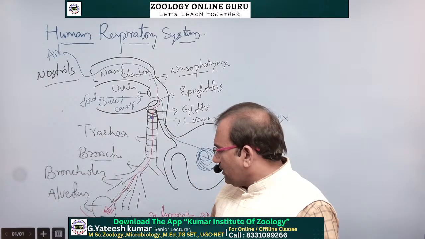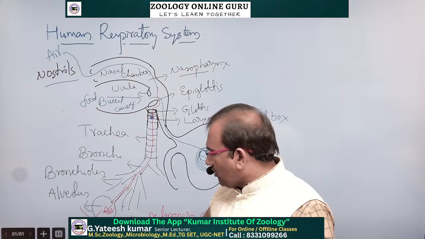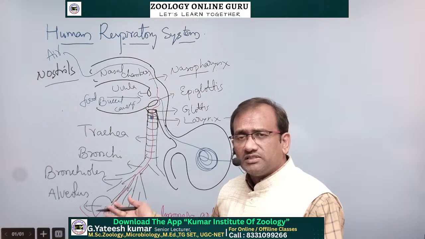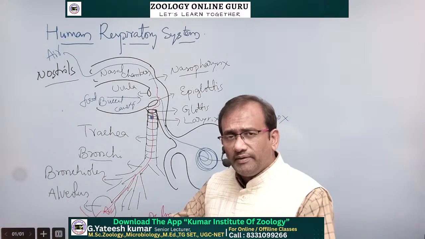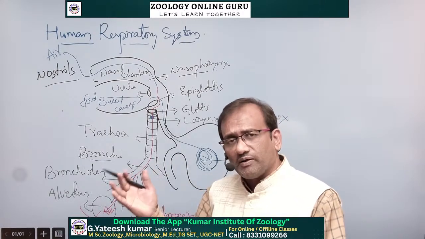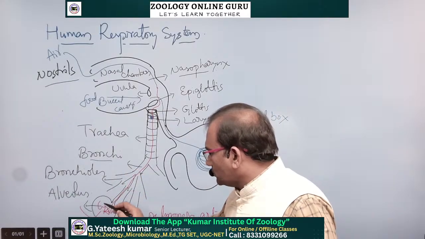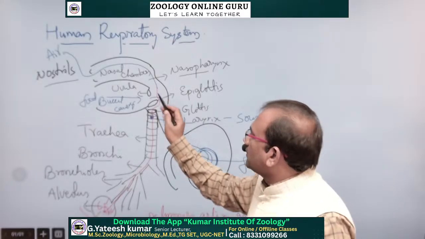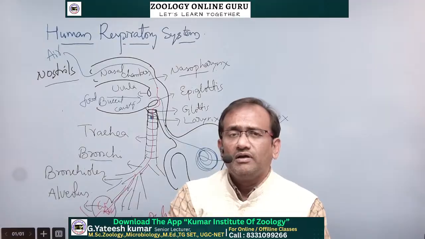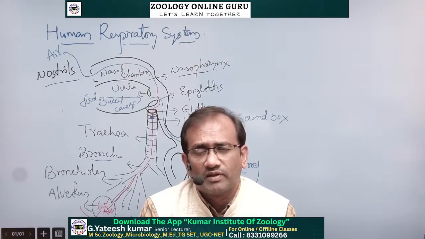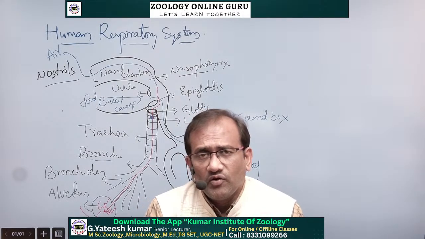And here what happened? The oxygen is exchanged into the blood, and CO2 from the blood enters into the alveolus, and from the alveolus that CO2 comes back outside to the environment. The pathway of air we are discussing.